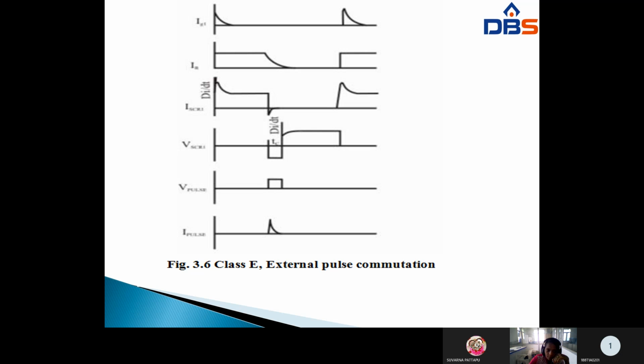So these are the thyristor triggered waveforms, and the current will be like this, the IA current. So the thyristor current will be like this, and di/dt, the change in SCR current, will go like this. The SCR voltage will be applied on the negative side. So V pulse, the voltage on the pulse transformer on the negative side, and I pulse, the pulse transformer current, will be like this. So these are the waveforms of class E external pulse commutation.